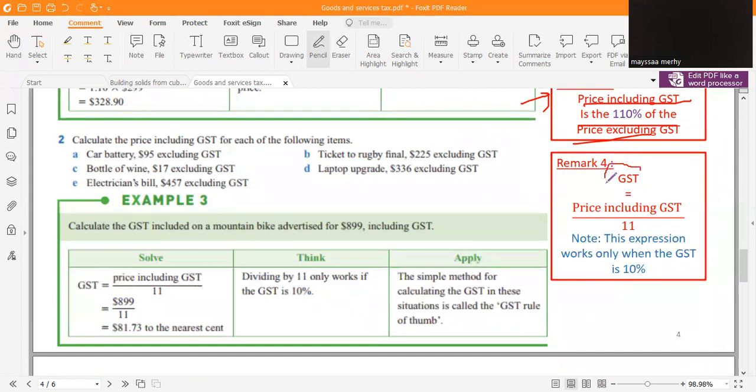If you want to calculate the GST from the price including GST, we can simply divide the price including GST by 11. We can obtain the GST from the price excluding GST by multiplying it by 0.1, or we can use the price including GST by dividing it by 11. Normally this formula works only when the goods and services tax is 10%.